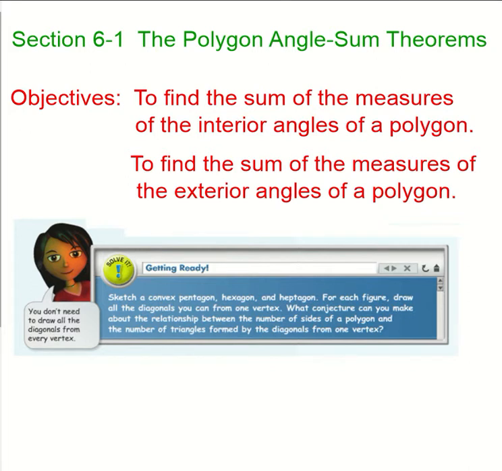Chapter 6 of Geometry, Section 1, the polygon angle sum theorems. Our objective for today is to find the sum of the measures of the interior angles of a polygon and to find the sum of the measures of the exterior angles of a polygon.